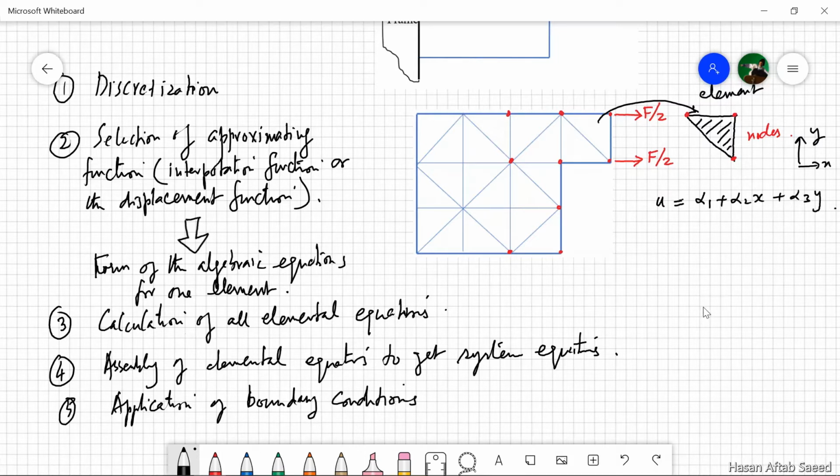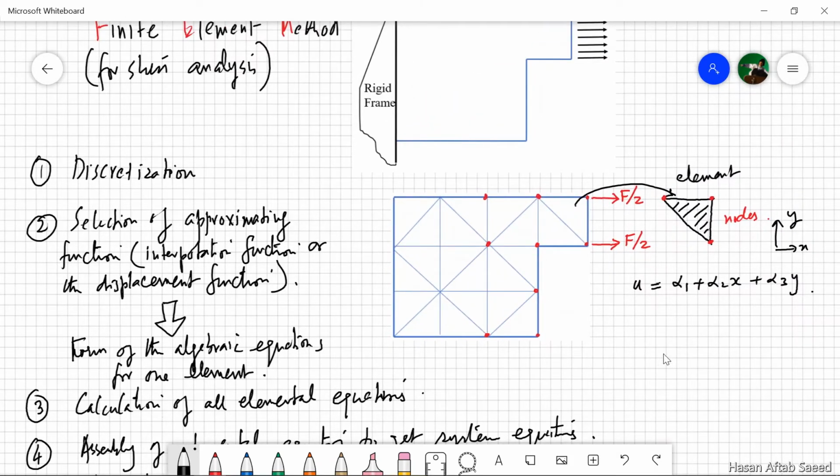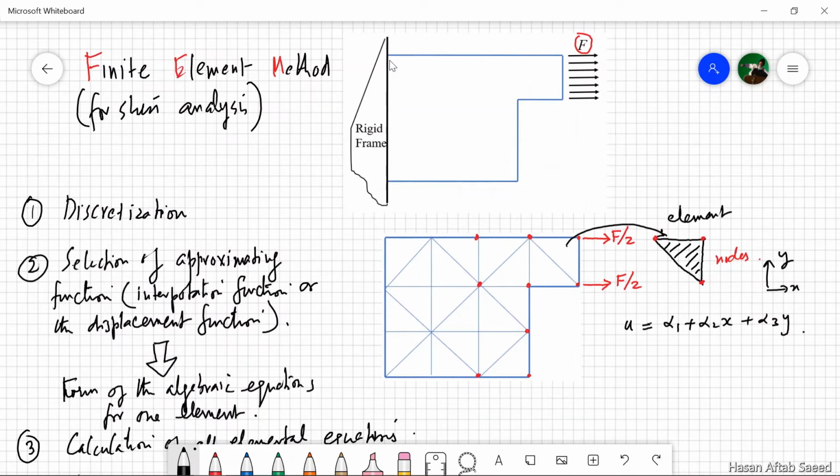The boundary conditions again can only be applied on the nodes. So although this whole line is fixed, when it comes to applying the boundary conditions, we can only apply them on discrete points on the nodes. So for all these, we have u is equal to 0.